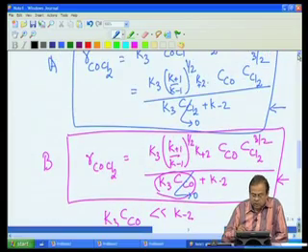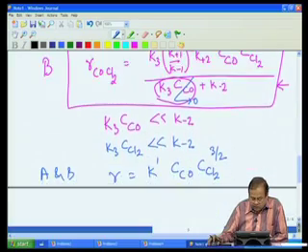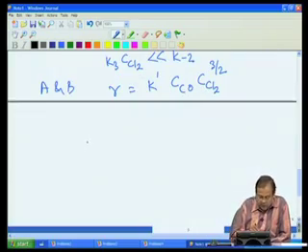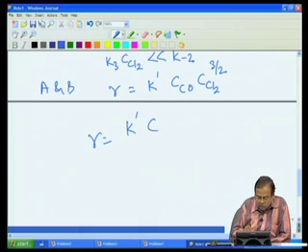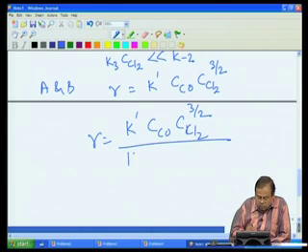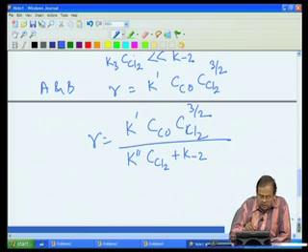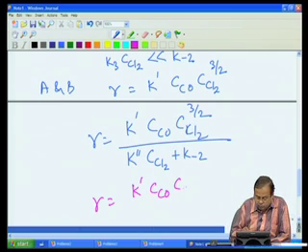That is not the case. So, these terms cannot be neglected. So, they are there. So, let us go back and I will write these rate expressions once again. Mechanism A, K prime CCO CCl2 raised to 3 by 2, divided by some constant K double prime Cl2 plus K minus 2, and mechanism B, some constant.